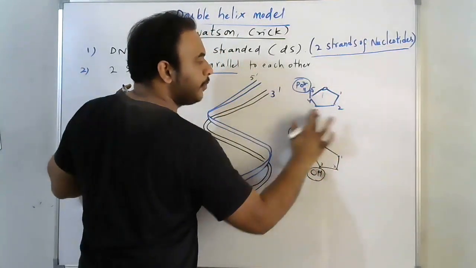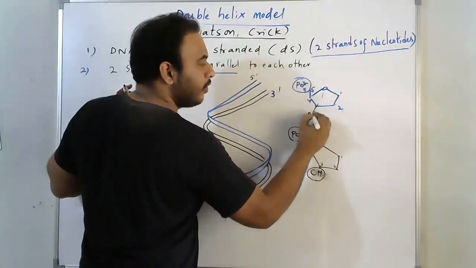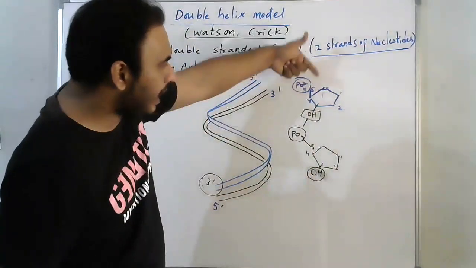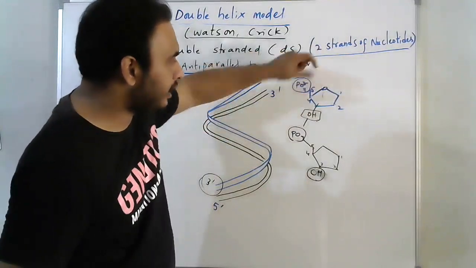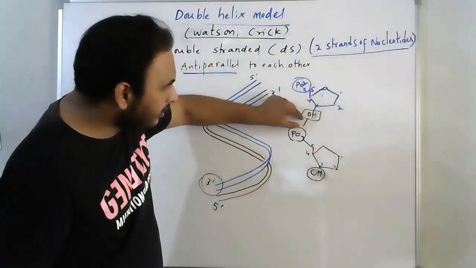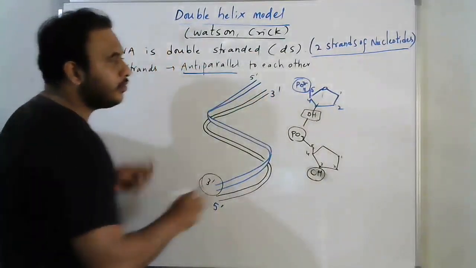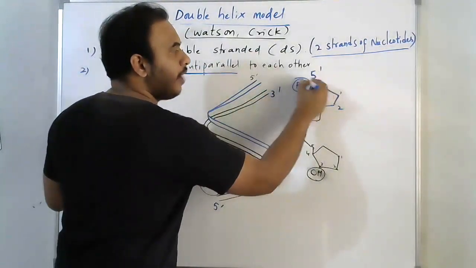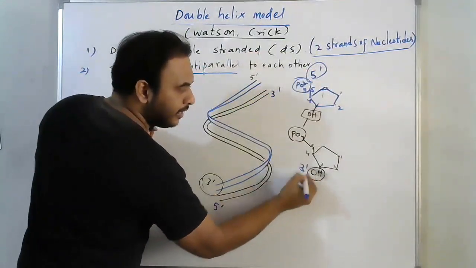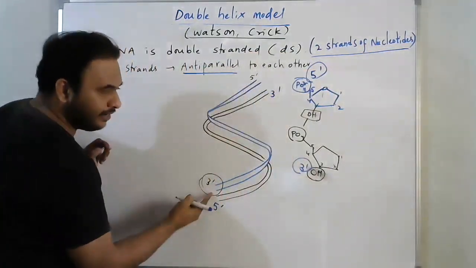And this phosphate group will be attached to the OH functional group of the above nucleotide, right? That bond is nothing but the phosphodiester bond. So here, the 5th carbon is free, and here the third carbon is free, so 5' and 3'.